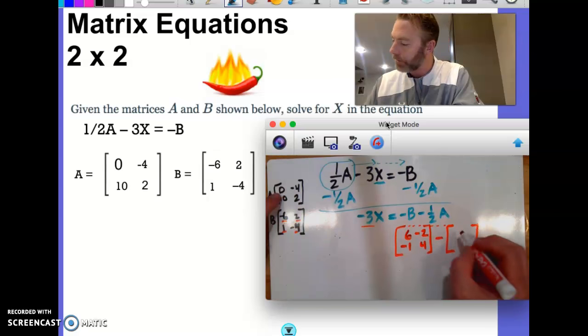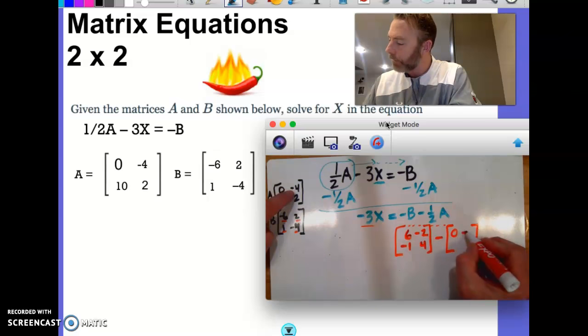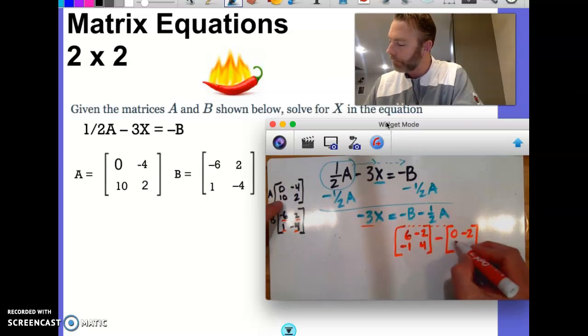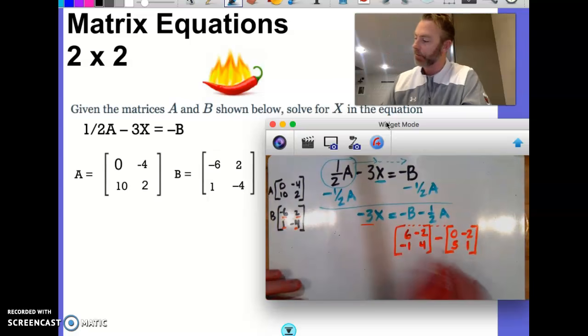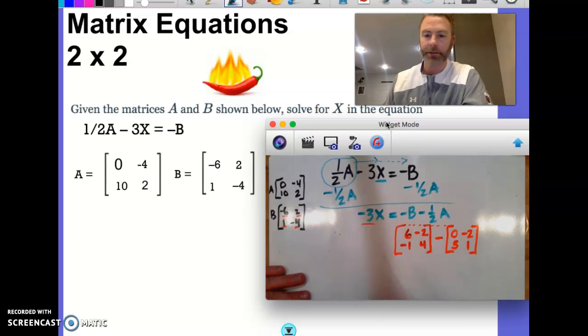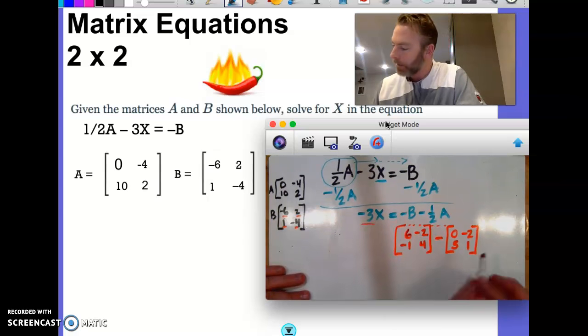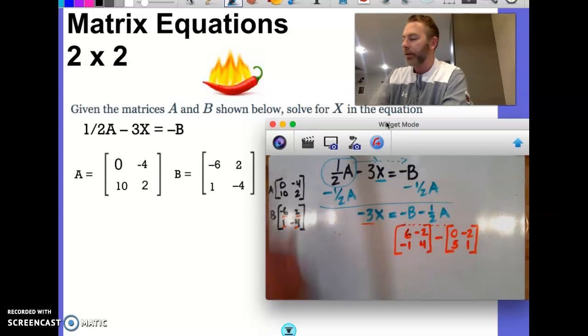1/2 times 0 is 0. 1/2 times -4 is -2. 1/2 times 10 is 5. And 1/2 times 2 is 1. Okay, so now we have this. We're going to subtract. We're going to simplify before we take care of this -3 out in front here. So we'll simplify this a little bit here.